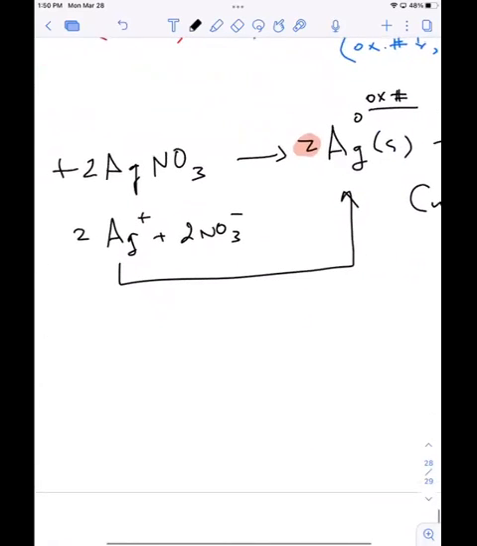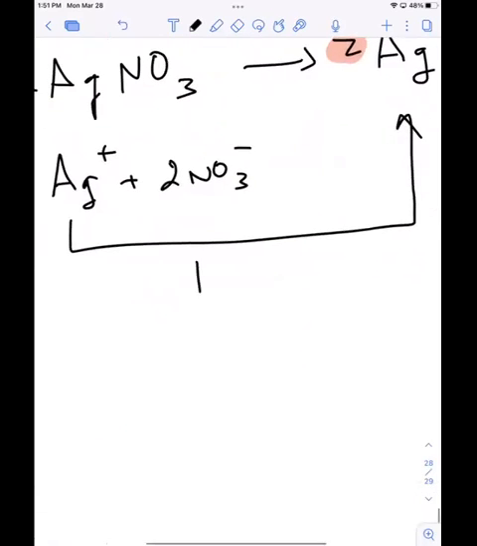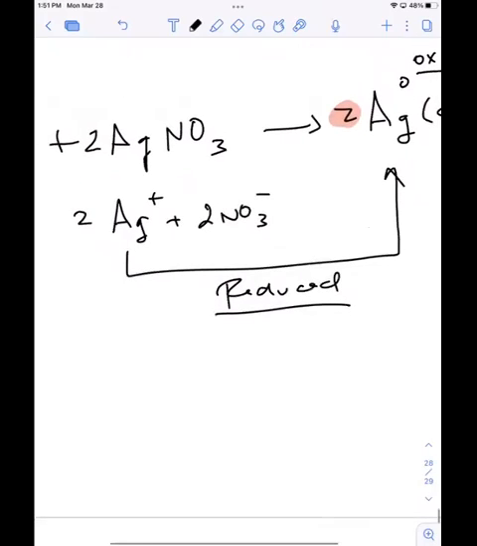But over here is +1. So what did it do? Did it get oxidized or did it get reduced? It went from +1 down to 0. Reduced. It got reduced. How many electrons did it take to reduce it? Let's just take, because see the coefficient, we got 2 silvers. So let's just say for one of those silvers, if I want to go from +1 back to 0, how many electrons are involved in that process?